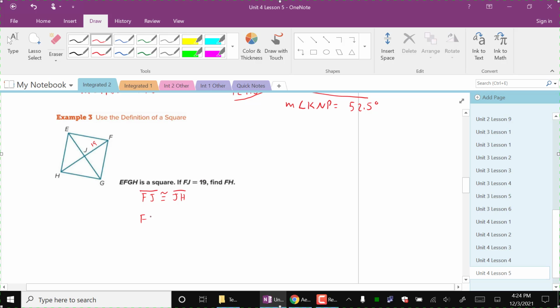So FJ equals JH. So JH is just going to be 19. Definition of a bisector. FJ plus JH equals the whole thing, which is FH. We know what FJ is. That's 19. We know what JH is. That's also 19. Equals FH. So FH is going to be 38. Knowing that it's a square helps us out greatly there.